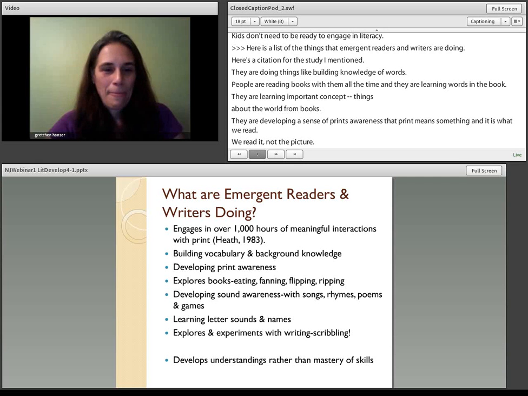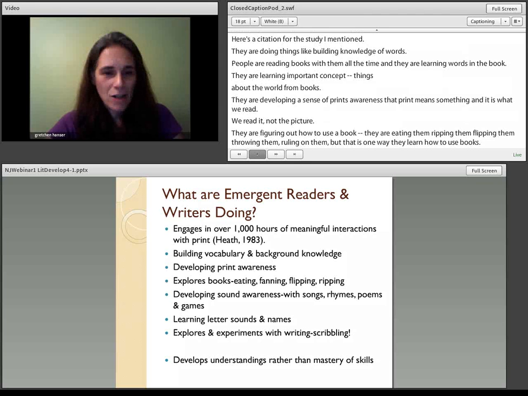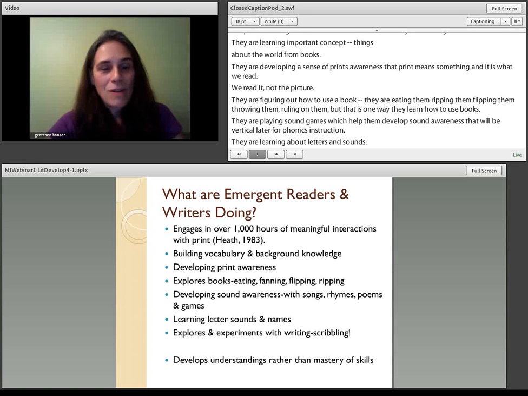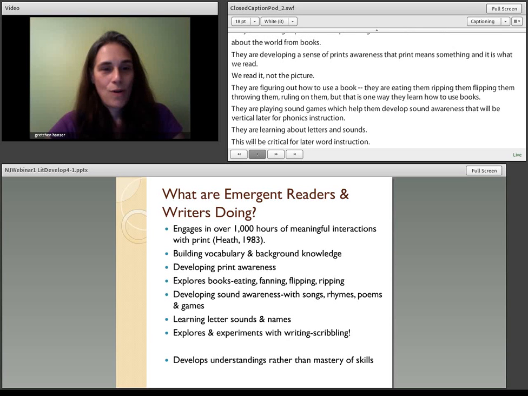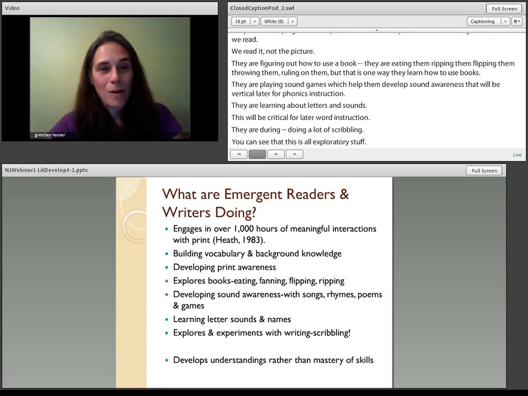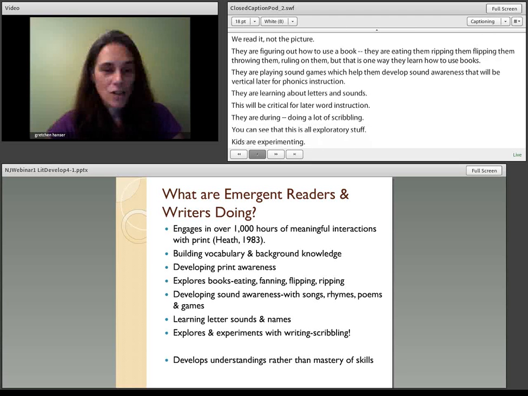They're playing sound games, which helps them develop that sound awareness that's going to be critical later for phonics instruction. They're learning about letter names and sounds, again, which is going to be critical for later word instruction. They're doing lots and lots of scribbling. So I think you can see this is all exploratory stuff. Kids are experimenting here, and these are the really basic fundamental pieces that allow them to become conventional readers and writers, which is this, right?